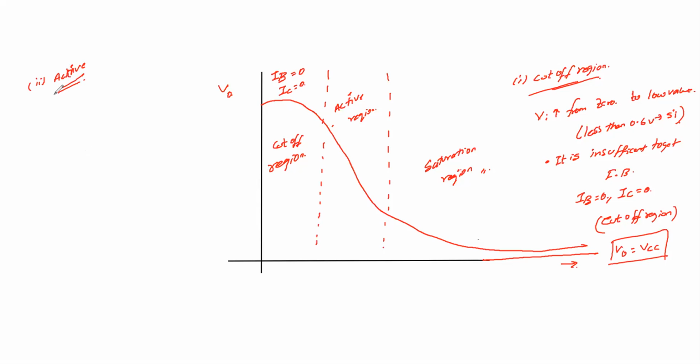In this active region, I'll slowly, gradually increase the VA. So I'm increasing the VA. VA increases slightly. When VA increases slightly above 0.6 volts, okay, so for above 0.6 volts, the current IC flows in the output circuit, because IB is varying here. IC slowly flows in your output circuit. So when IC flows through the output circuit, the transistor is in your active state itself.